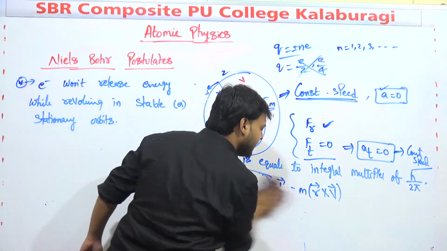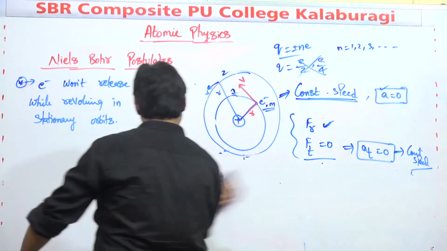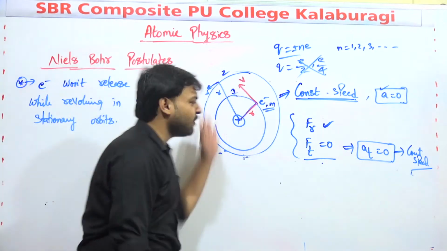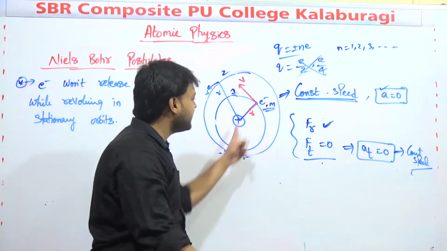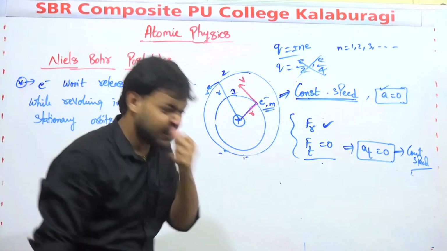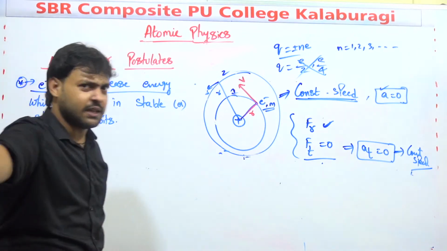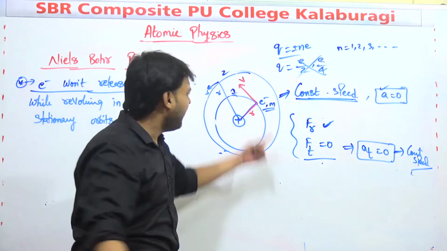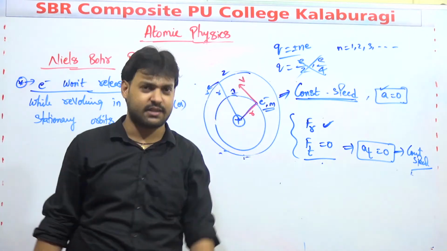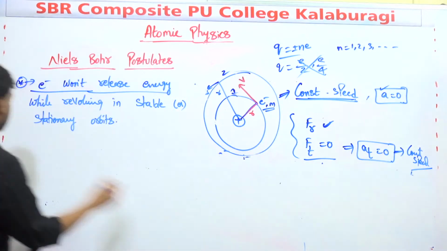Yes or no? In spite of what? Force is acting. Try to understand. Electron is revolving, so definitely force is there. That force is responsible for the change in direction, not the change in speed. That's why electrons won't release any type of energy while revolving in their stable or stationary orbits. Energy will release when? That is the first postulate.